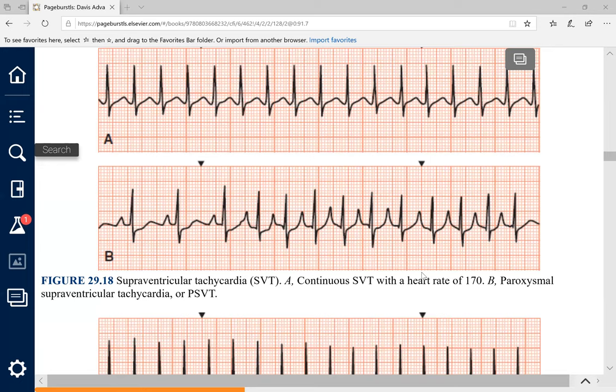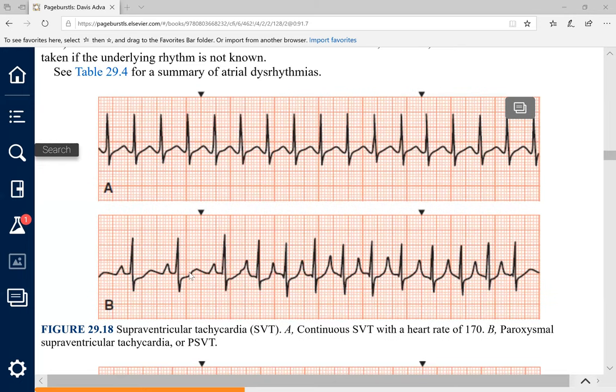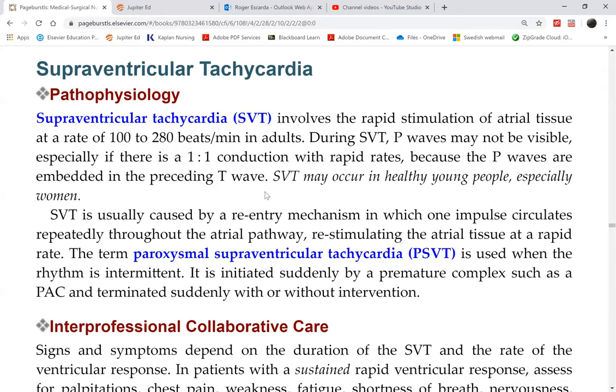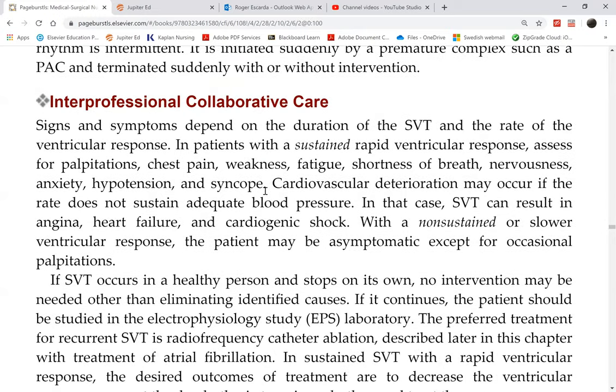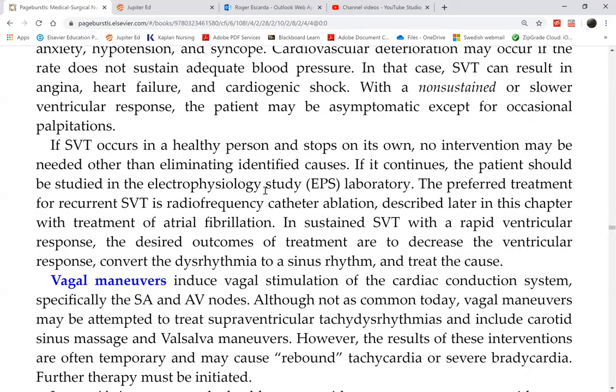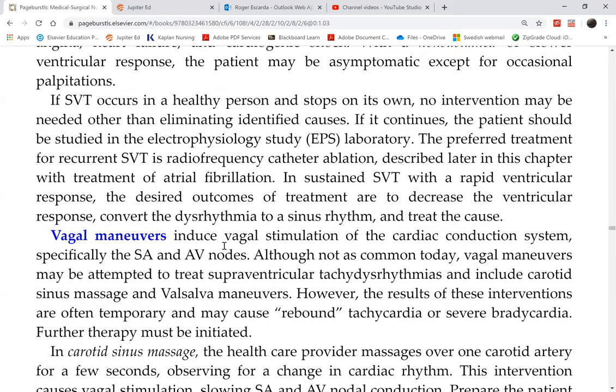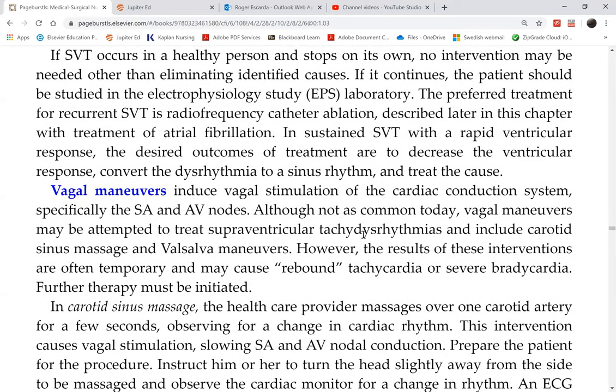This one below is what paroxysmal looks like, meaning look at the underlying rhythm here. This one is normal. This is normal sinus rhythm, but then it starts here. You have an SVT here. Then after a while, it goes back again to normal. So this is paroxysmal, meaning it comes and goes. Okay, so the treatment for that, of course, is adenosine.